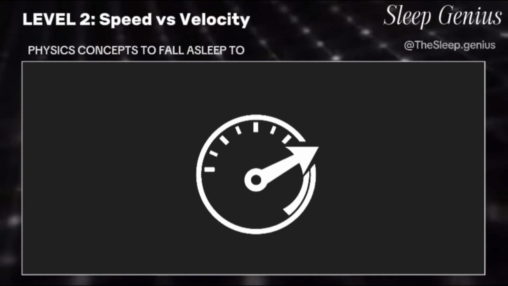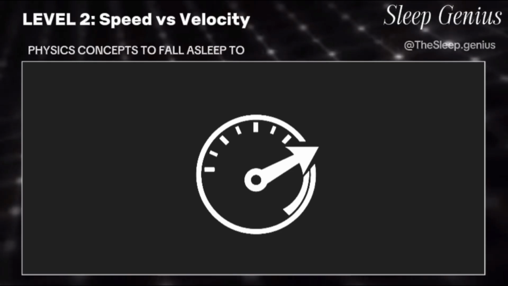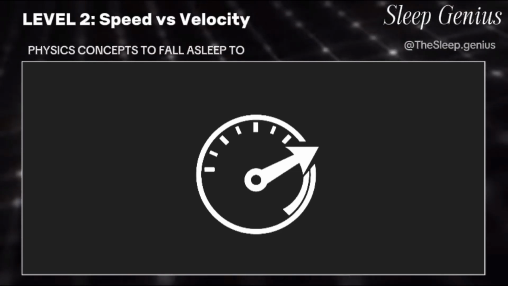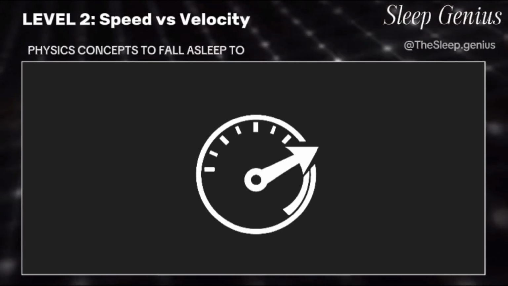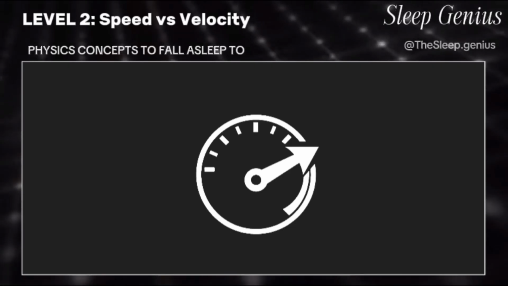Speed tells how quickly distance changes. Velocity tells both how quickly and in which direction displacement changes. Velocity can be negative if motion reverses. A car moving 60 km per hour shows speed. A car moving 60 km per hour east shows velocity.